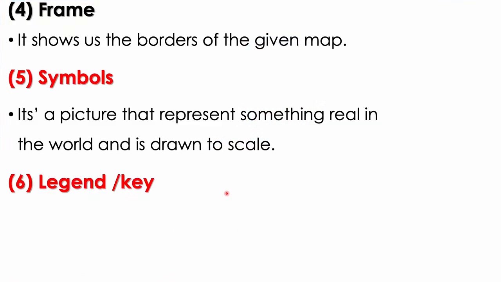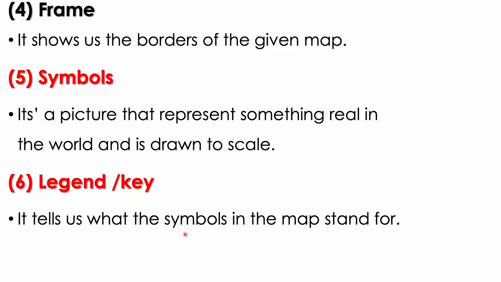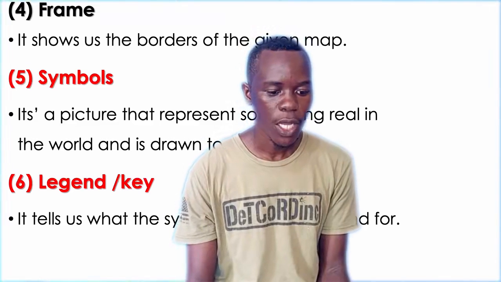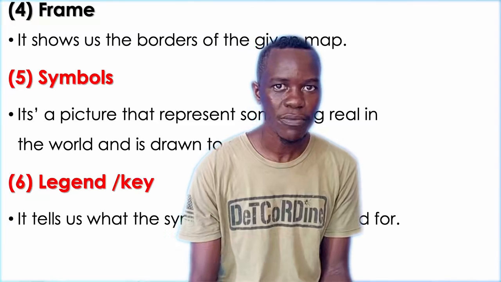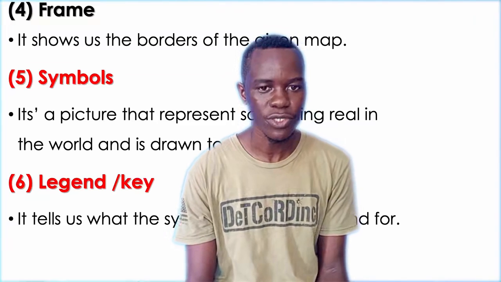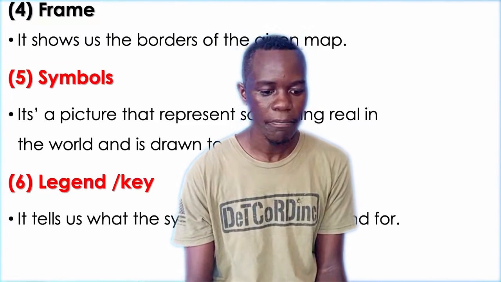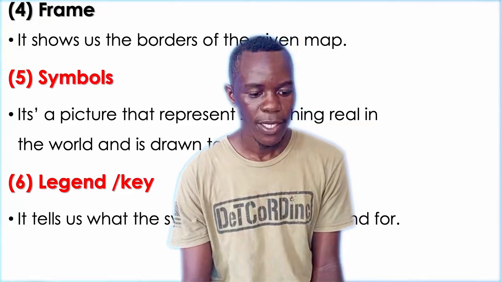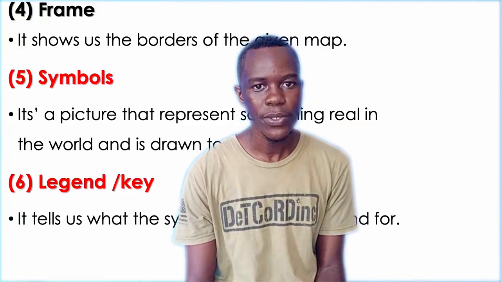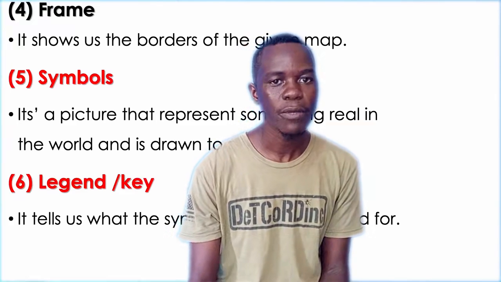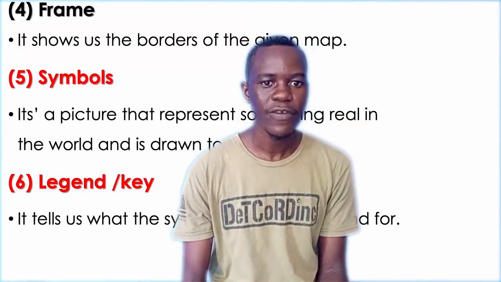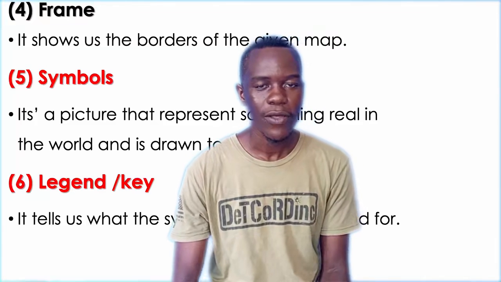It means the scale which is drawn to that particular picture represents the real thing in the world. The other component is a legend or a key. The legend and key tell what the symbol in the map stands for. So if you want to know the meaning of a particular symbol, you just proceed to the key and the legend. You have a symbol and its meaning. So you'll find these symbols on the legend, on the key. And usually on the map, this legend is found at the bottom of the map.